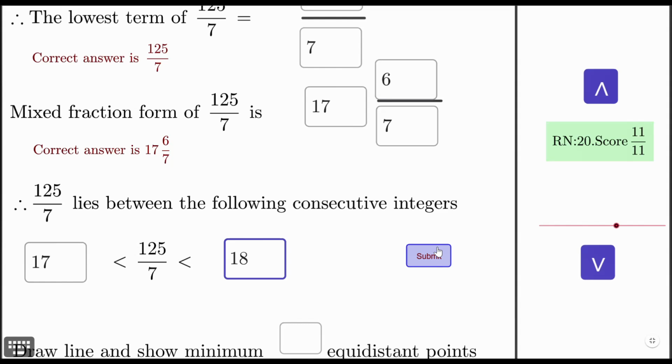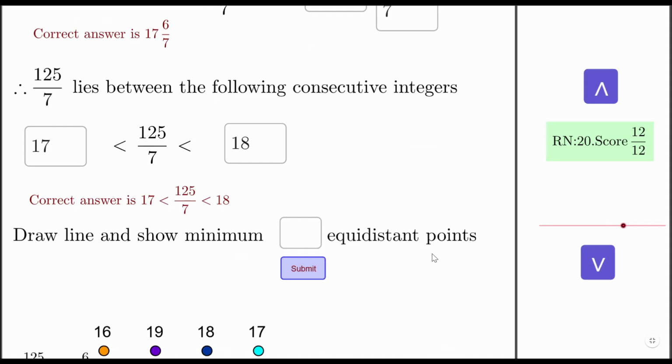So we are going to show two main numbers 17, 18. In addition to 2, we are going to show 16 also and 19. So press the submit button. My answer is correct. So my score is 12 on 12.